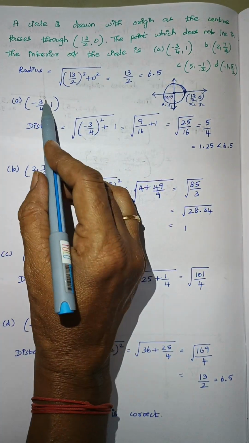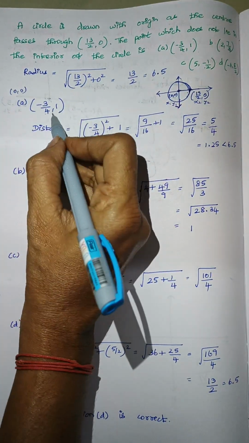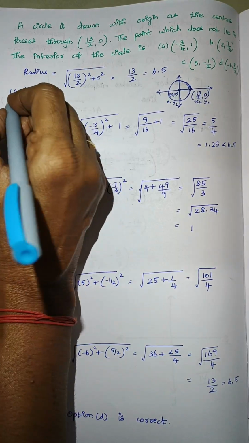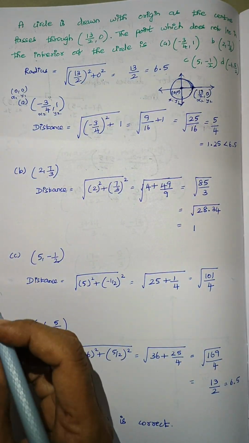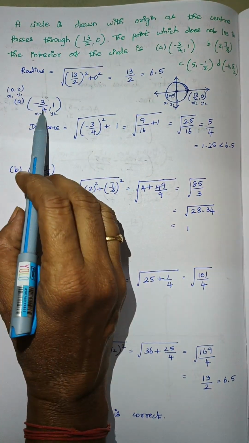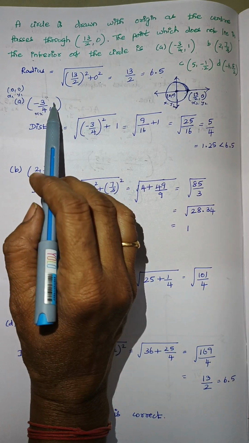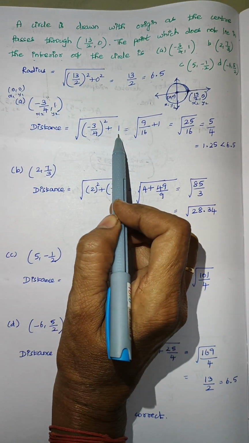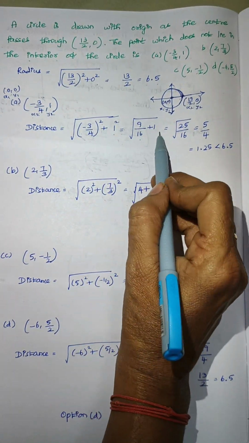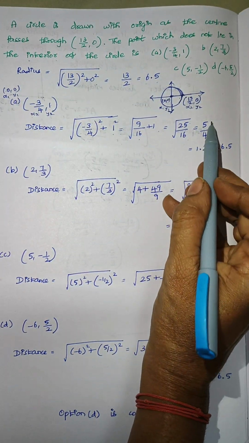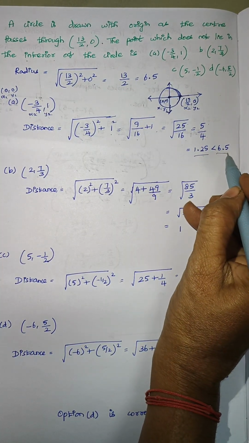Now we consider the first point, minus 3 by 4 comma 1. Again we are going to calculate the distance between the origin and this point, using the distance formula with x1, y1 and x2, y2. So minus 3 by 4 the whole square, because here it is 0, and plus 1 minus 0 the whole square, which is 1. So minus 3 by 4 whole square is 9 by 16, plus 1, which is 25 by 16, equal to 5 by 4. Once you solve, the answer is 1.25, which is less than the radius, that is 6.5.